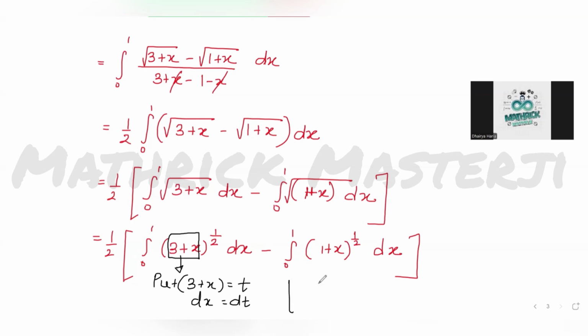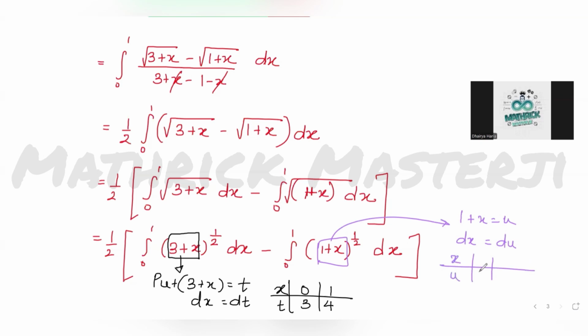For the limits, x goes from 0 to 1. If I put x as 0, t becomes 3. If I put x as 1, I get t as 4. Now I have the new values. I do the same thing for the other expression, putting 1 plus x as another variable, let's say u. The derivative gives dx equals du. With x going from 0 to 1, u becomes 1 plus 0, which is 1, and 1 plus 1, which is 2. So the limits are 1 to 2.